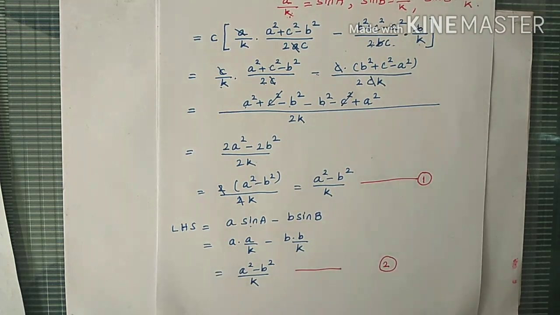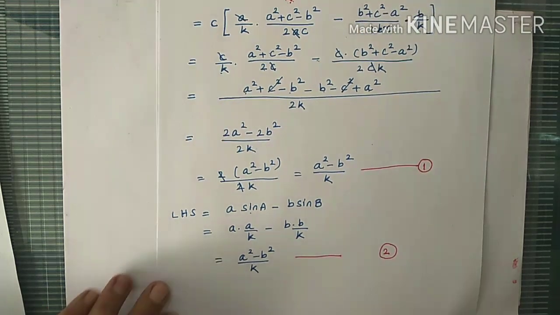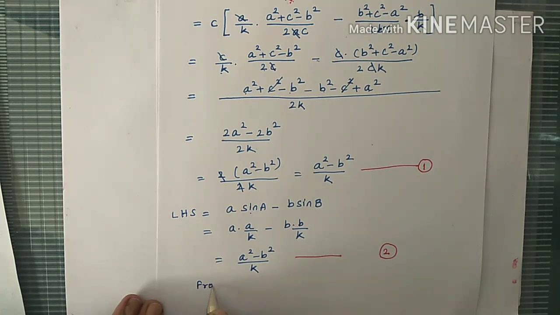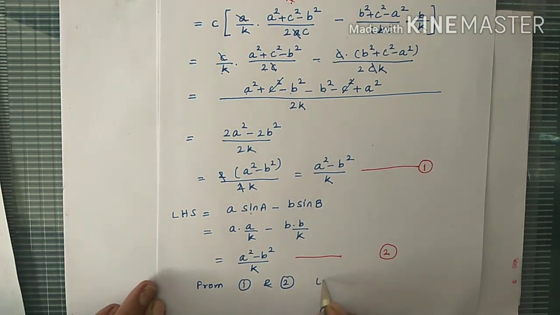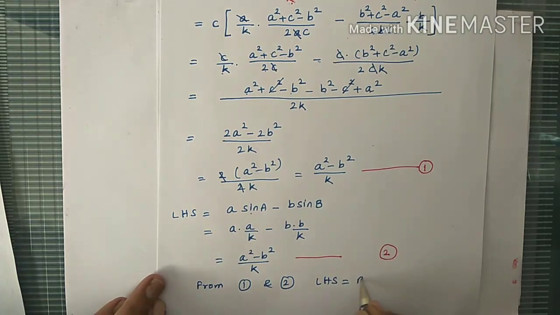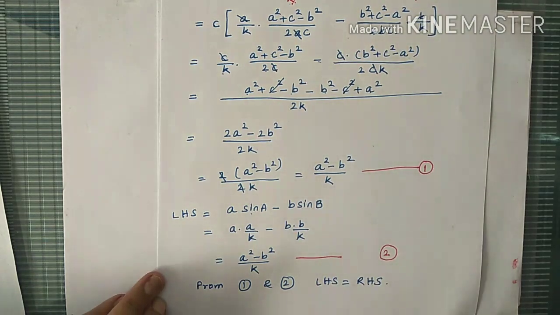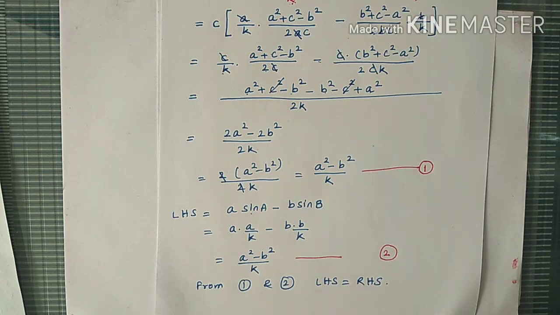Simplifying the left hand side, from 1 and 2, left hand side equals right hand side. So this is the proof. So the technique is we have converted all the terms into small letters so that we can simplify those terms and prove the left and right sides are equal.